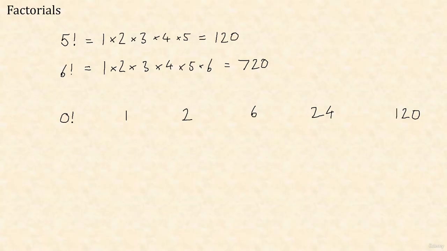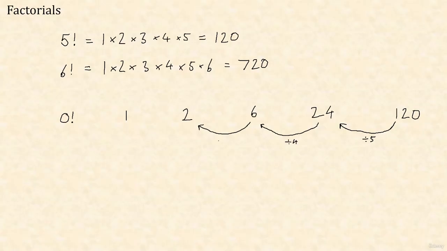Well, to get from 120 down to 24, what do I need to do? Well, the difference between this and this is that this one is 1 times 2 times 3 times 4, and this is 1 times 2 times 3 times 4 times 5. So you multiply by 5 to get this way, and you divide by 5 to get this way. Okay, how do we get from 24 down to 6? Well, we divide by 4, because this was 1 times 2 times 3, and the 24 was 1 times 2 times 3 times 4. Okay, the pattern continues.